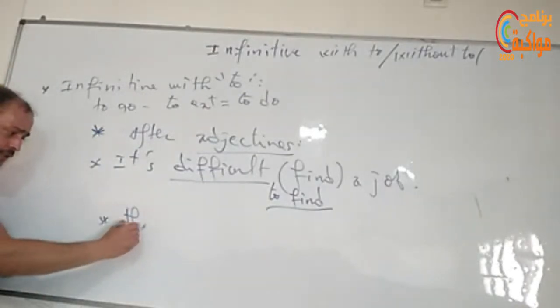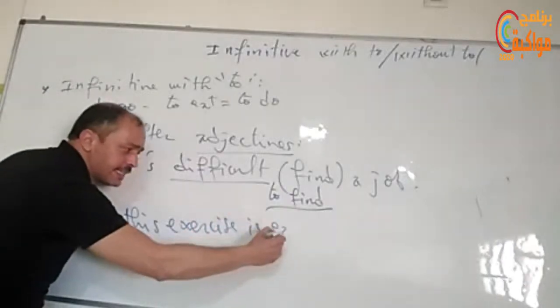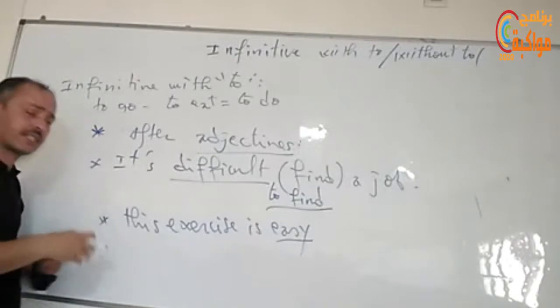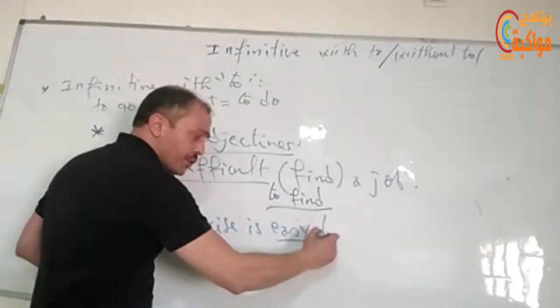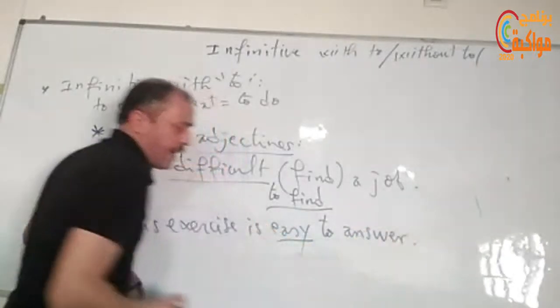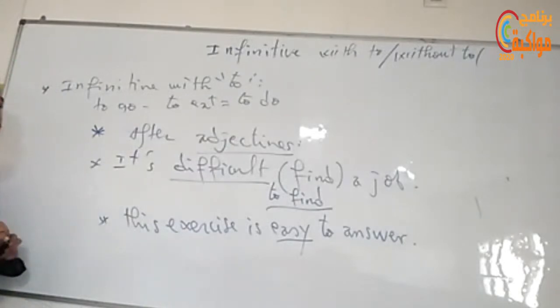Or this exercise is easy. Easy is an adjective. This exercise is easy to answer. To answer. Get that? As you can see here, we use to, which means infinitive with to. So after some verbs, and we study them: manage, want, agree, disagree, etc. You should take them by heart.